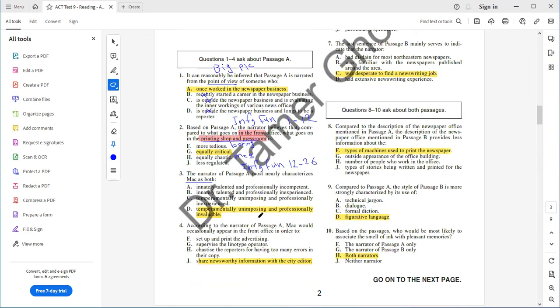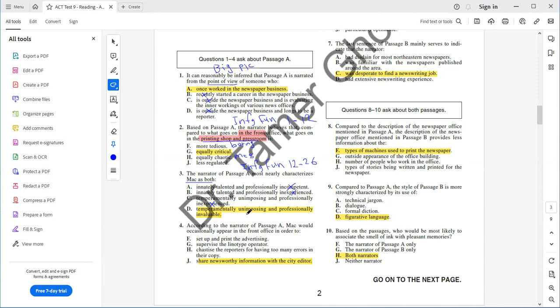A bomb. So if we're going to go here, Engineer Omer, innately talented and professionally incompetent, he didn't say incompetent at all. Maybe talented, but no one, because he's the boss, from the cad to the linotype operator. Innately talented, okay, and professionally inexperienced? No, he's experienced. Temperamentally unimposing and professionally inexperienced. Again, he's not inexperienced, he's experienced.